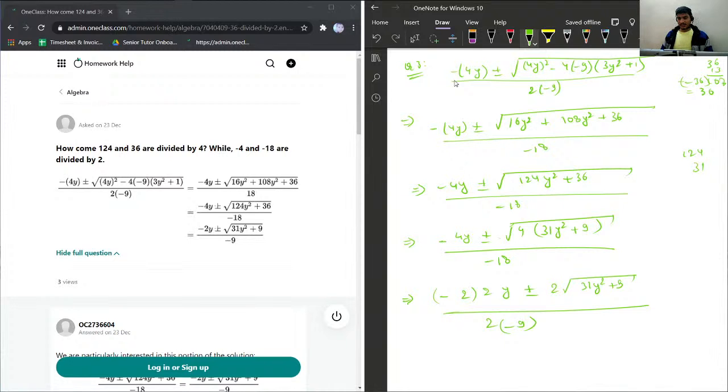Now we can see that we have these common terms of 2 here, so I can take 2 common from the numerator, so it will become minus 2y plus minus square root of 31y square plus 9, and 2 is also given in the denominator, and I can just cancel these terms.